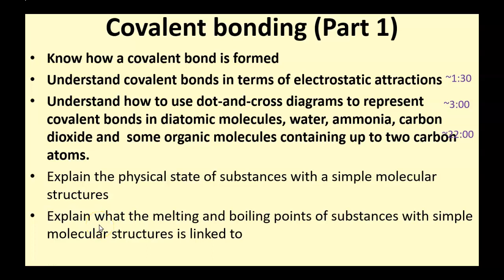Covalent bonding part 1. This covers how a covalent bond is formed, what a covalent bond is in terms of electrostatic attractions, drawing dot and cross diagrams for a variety of molecules, understanding and explaining the physical state of substances with simple molecular structures. On the right, there are a few times shown to give you an idea of what is found where. The last time has somehow managed to randomly move itself, and it should be about there.